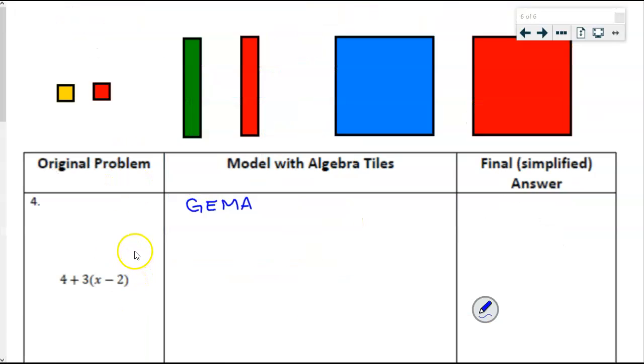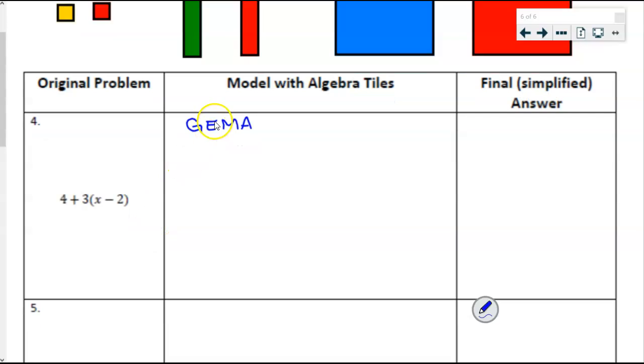So, picking up right where we left off, key to success here is the order of operations. I will get you started with one hint, one clue, and that is I see subtraction. So we're going to change the subtraction to not just addition, but yes, adding a negative. So 4 plus 3, and then parentheses x plus a negative 2.